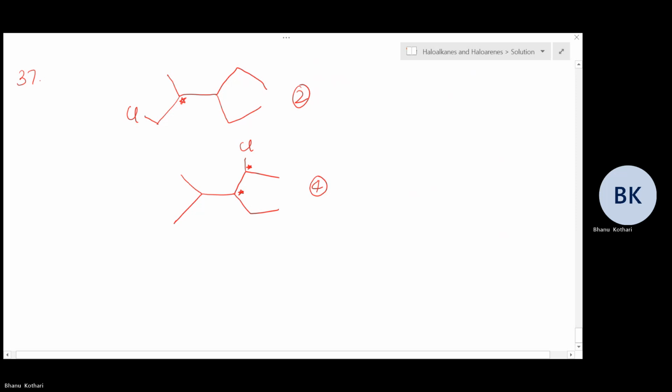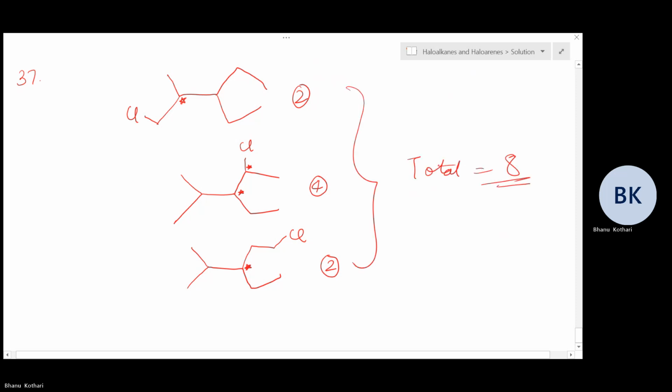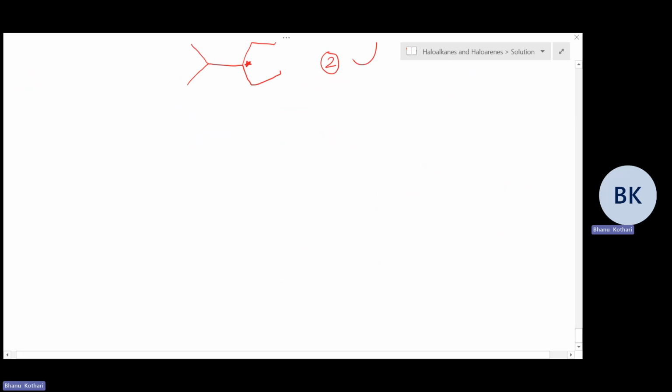And lastly, when this carbon is chlorinated, also this one is the chiral center. Again, there will be 2 possible compounds. Total number of possible compounds will be 8. Okay, let's consider the next question. Question number 38.